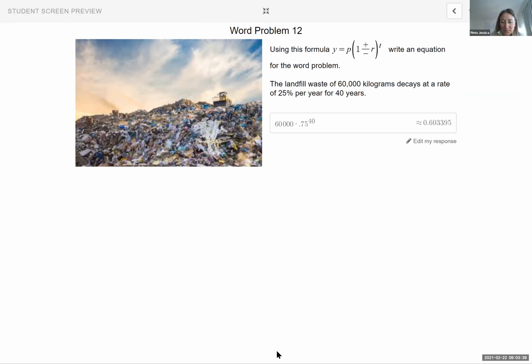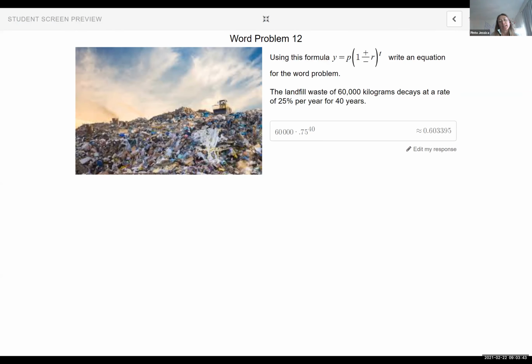I can't see the clock right now, 9:03. Yes, I believe it is over. But if you need, I want to finish this one last example for students that were absent.